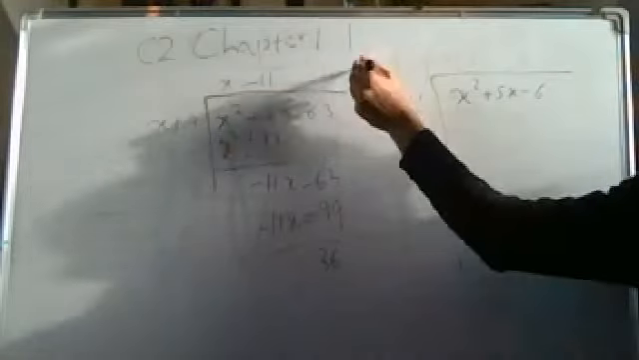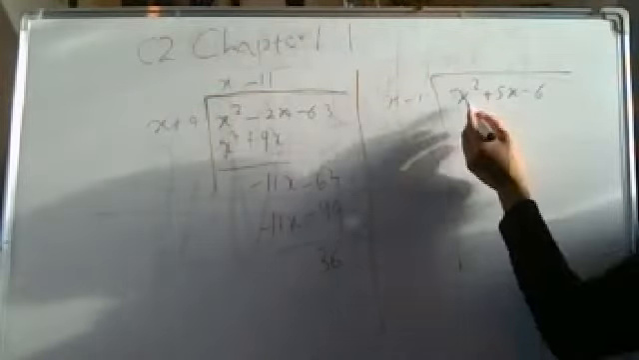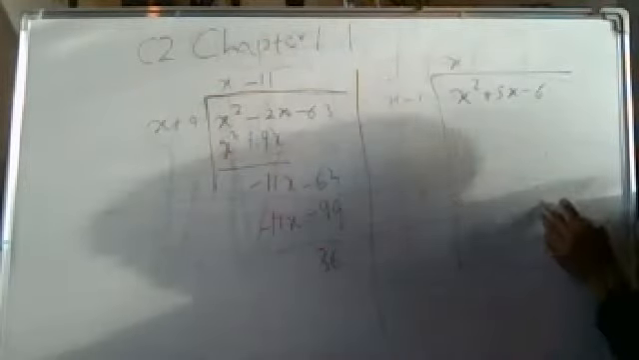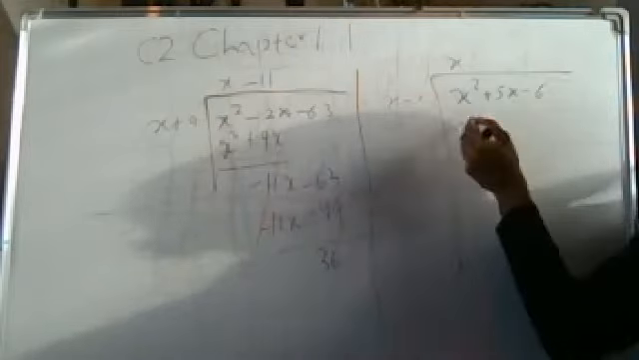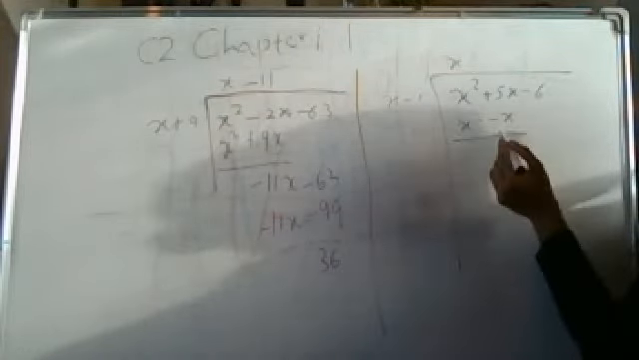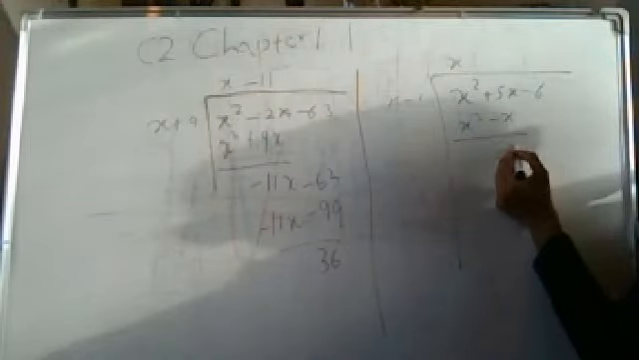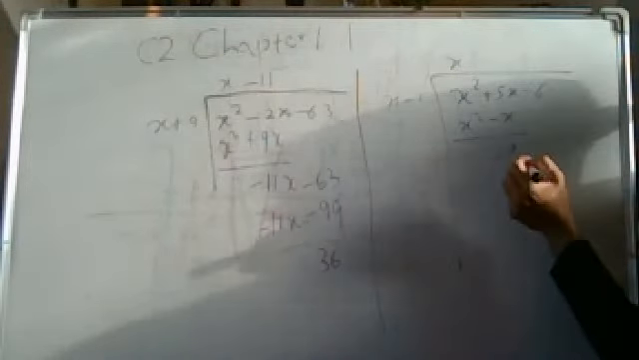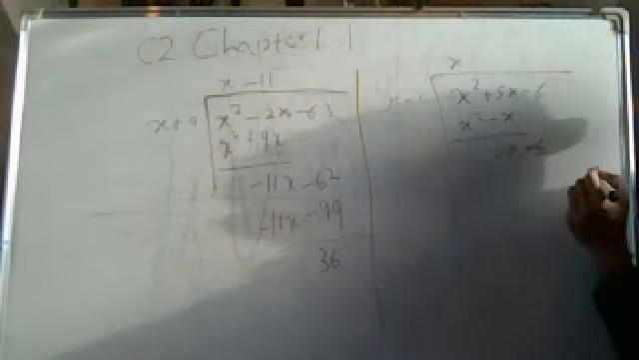Okay, so x squared divided by x is x. x times x is x squared. x times minus 1 is minus x. Now when I subtract, 5x minus minus x is 6x, because 5 minus minus 1 is the same as 5 plus 1. Now minus 6 here.